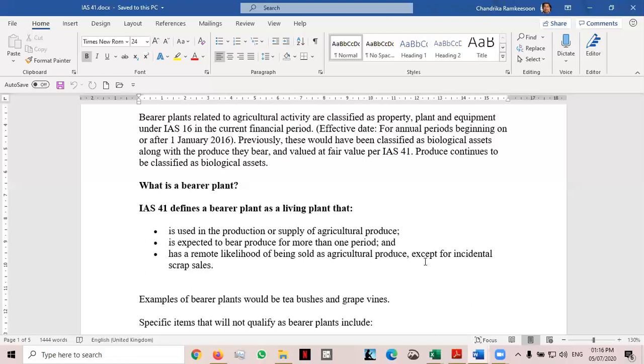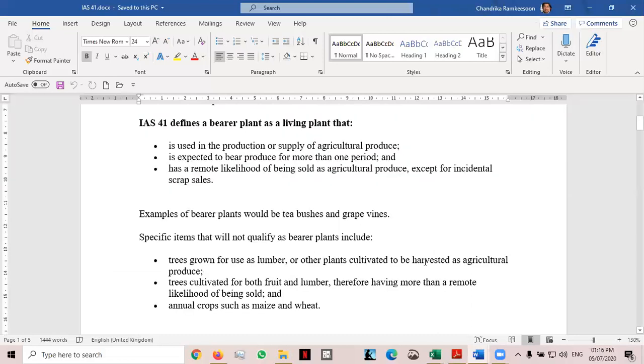Examples of bearer plants would be tea bushes and grapevines. There are others as well, as you will see. Specific items that will not qualify as bearer plants include trees grown for use as lumber or other plants cultivated to be harvested as agricultural produce. Remember, with a tree grown for lumber, the tree itself is the item. It's not as though the tree is going to be producing something which would then be sold. Trees cultivated for both fruit and lumber, thereby having more than a remote likelihood of being sold.